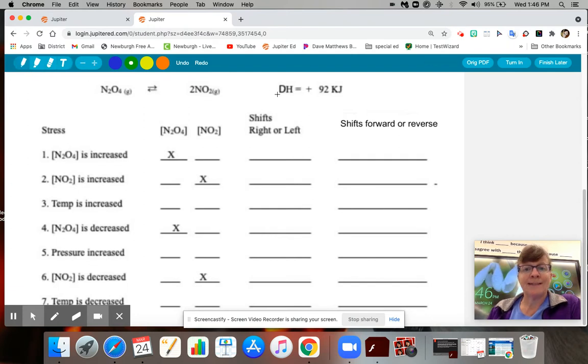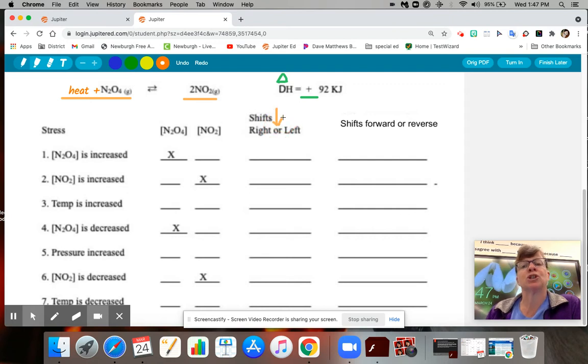Okay, so we have a delta H, often written as a triangle, but here they're using the capital D to mean delta, and it's positive. That means it's endothermic. That means the heat is going to be over on the reactant side. So these are my reactants. These are my products for the forward reaction. And we're going to talk about how it's going to shift.